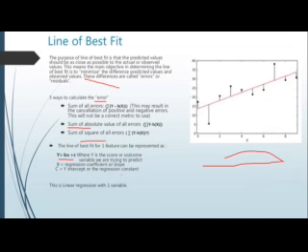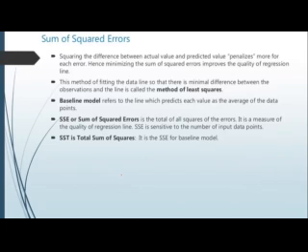This is the one: sum of squared errors. Here we square the difference between actual value and predicted value for each error. This is the method of least squares. And baseline model: the baseline model refers to the line which predicts each value as the average of the data points.